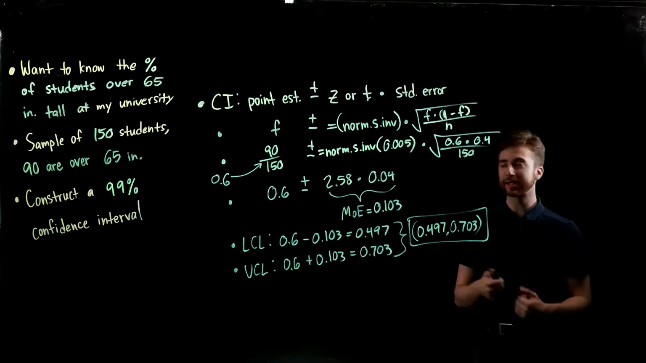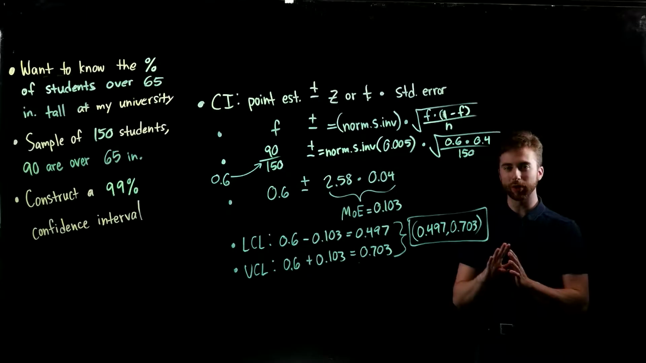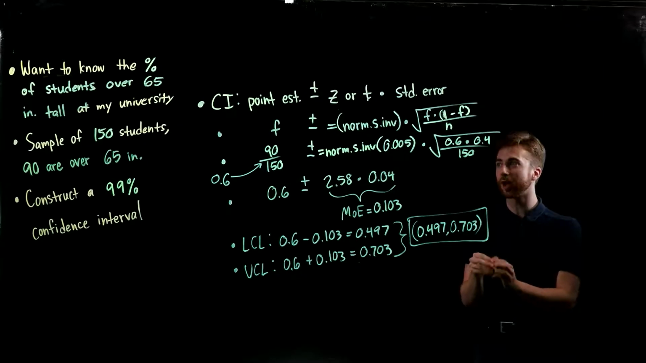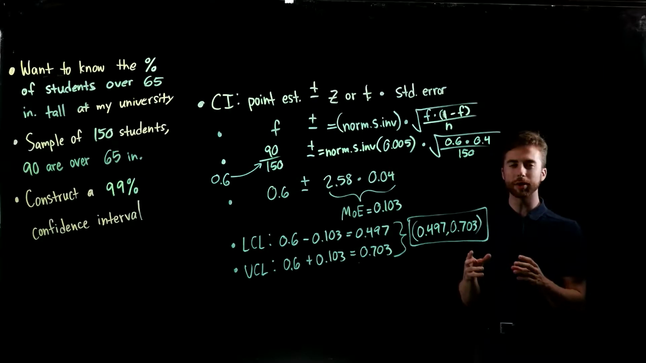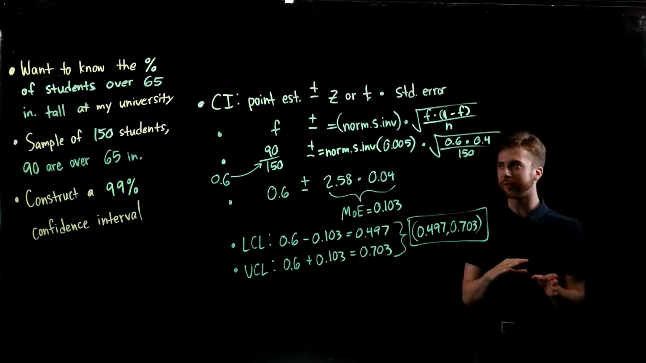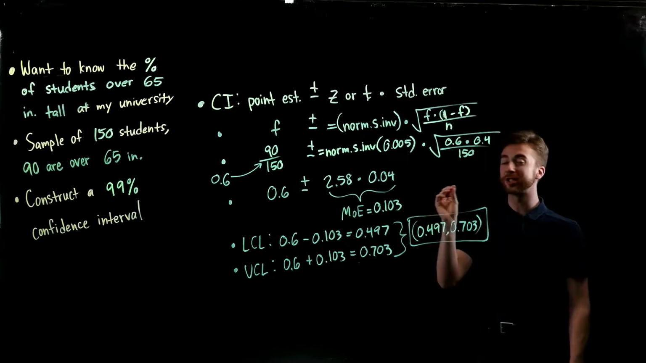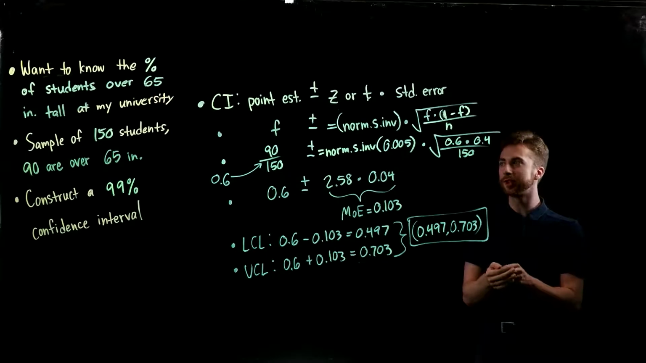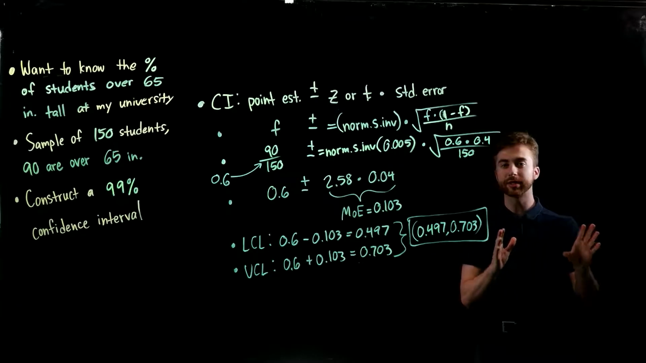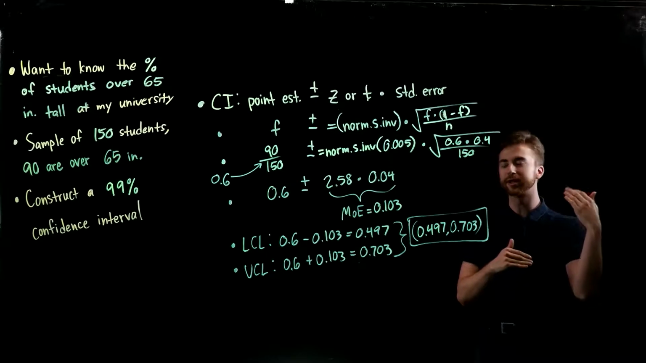All right, so the very last example we have here is very similar to what we just did, and I intentionally did that because I wanted to show the difference between a mean-based problem and a proportion-based problem. In this situation, we're still wondering about the height of students at my university, but specifically what percent of students are over 65 inches tall. So instead of wondering about a particular number, I'm just interested in some proportion of students above a certain height.